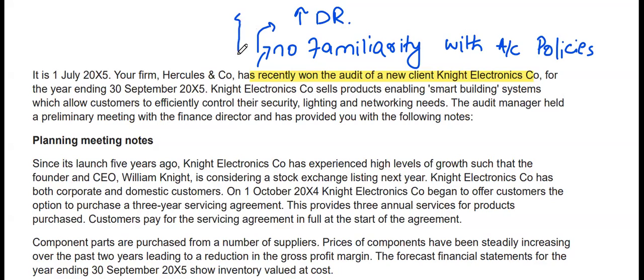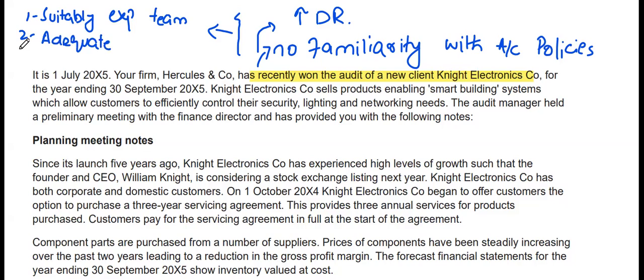So what should be the auditor's response here? Number one, we can write a suitably experienced team. Number two, adequate time should be allocated. And we can perform an increased level of procedures on opening balances. So if you explain this risk fully, you will get 1 mark per risk for identifying the risk correctly and explaining that correctly, and 1 mark for the auditor's response.